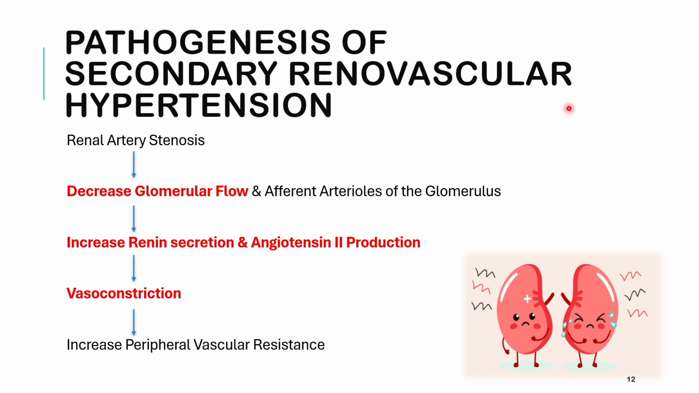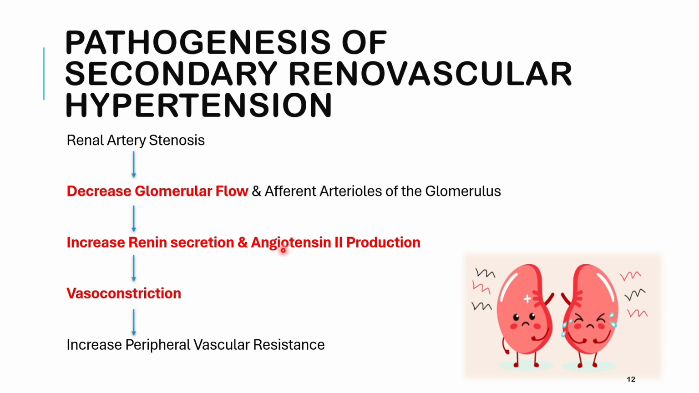What is the pathogenesis of renovascular hypertension? Either renal artery stenosis or vasculitis or atherosclerosis of the renal artery. So in such cases, because of stenosis of an artery, if the artery is narrow, if the blood flow to the kidney is hampered, you have less glomerular blood flow. So you have less blood flow in the afferent arterioles. So you have more renin secretion.